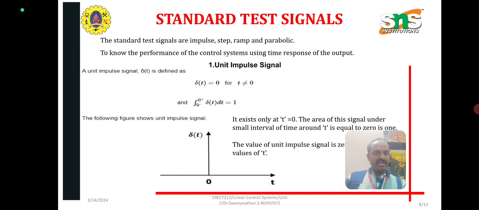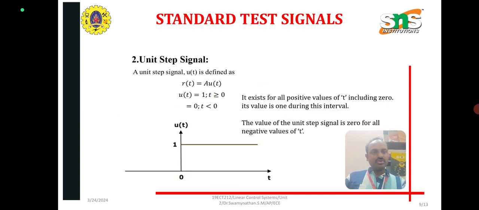Next, the unit step signal, that is R of t is equal to A into U of t. U of t is equal to 1 when time t is greater than or equal to 0, and 0 when t is less than 0. So it takes all the positive values of t including 0, only during this interval. U of t is equal to 1, that is called unit, which is nothing but 1.